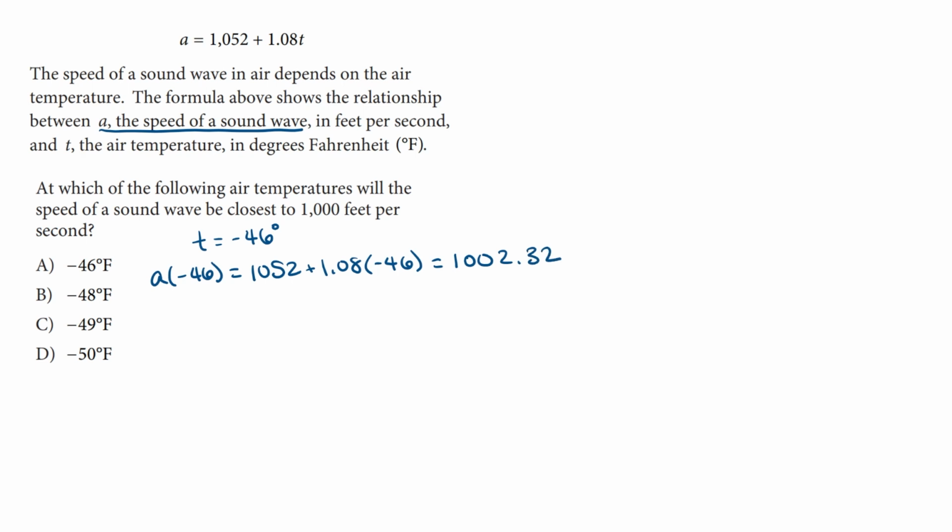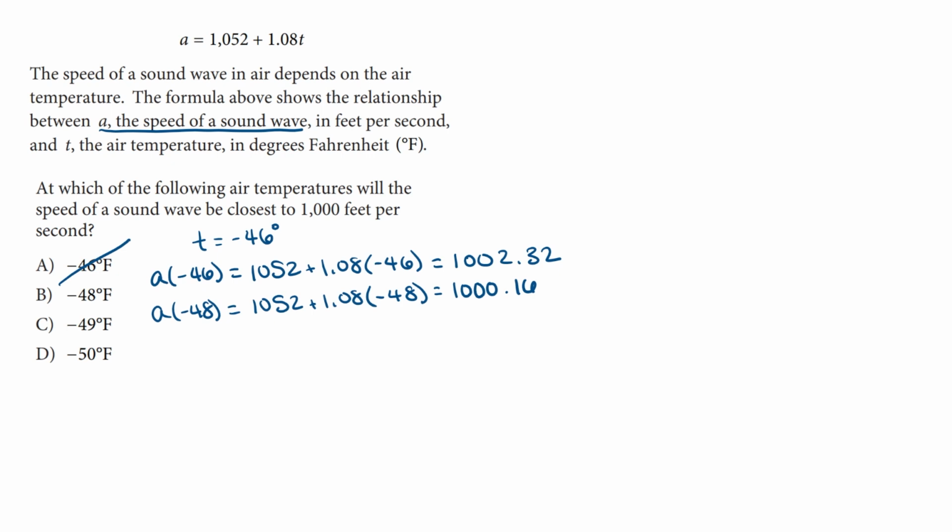1002.32. So that's very close. Let's see our letter choice B. So A at negative 48 is equal to the same thing, 1052 plus 1.08 times negative 48. So that's equal to 1000.16. That's even closer. So for sure, we can knock out A.